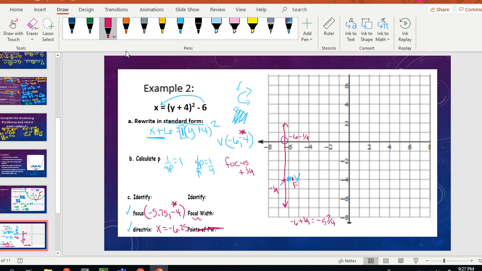I am going to talk about the focal width because it is going to be 4 times whatever this is, 1/4. That's the P. It is only 1 unit wide. Well, if it's 1 unit wide at this point at the focus, it's going to go up a half unit, down a half unit, giving me the total width.